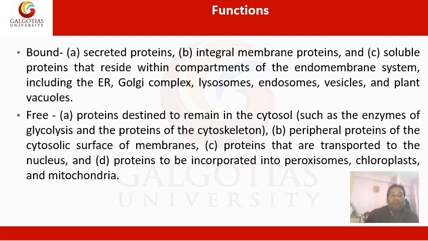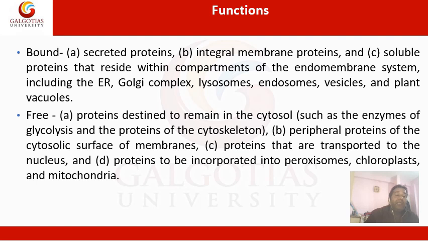So what is the function of these bound ribosomes? They mainly secrete proteins, they mainly produce integral membrane proteins, and they mainly produce soluble proteins that reside within the compartments of the endomembrane system like the ER, Golgi complex, lysosome, endosome, vesicle, and plant vacuole. So the proteins present inside all these endomembrane system compartments are synthesized mainly by the bound ribosomes that are bound either to the endoplasmic reticulum or the nuclear membrane.